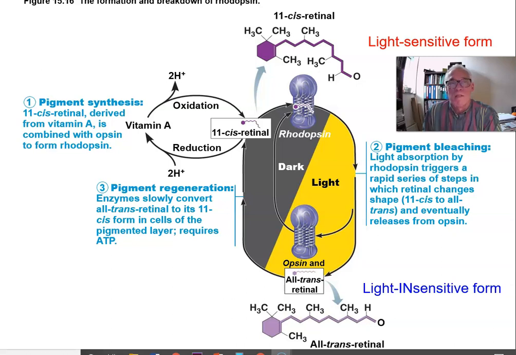So that is what happens. This is adaptation from dark to light, and then from light to dark as we go from bleached retinal, I should say, back to the light-sensitive form in the dark.